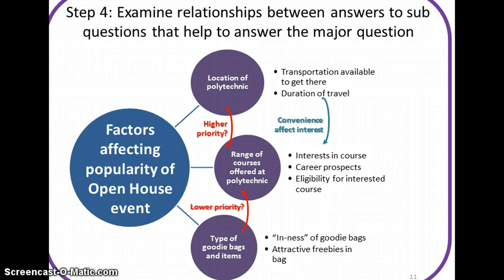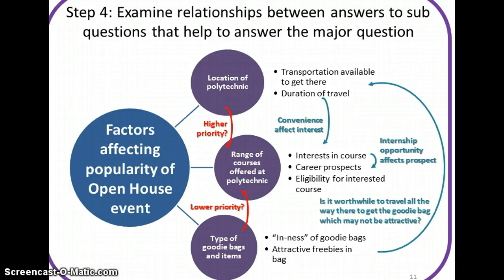And there are also some other linkages, because the convenience would actually affect the interest. You may be interested in a course, but you have to take a long time to travel. You may not be so keen to go to that particular poly. And then you realize, hey, in some courses there may be internship, and that would actually increase the career prospect for that particular course. Then you realize that if I'm staying so far away, let's say in Woodlands, is it worthwhile to travel to a poly that's in the east just to get the goodie bag? So these are the possible relationships that you could link together.